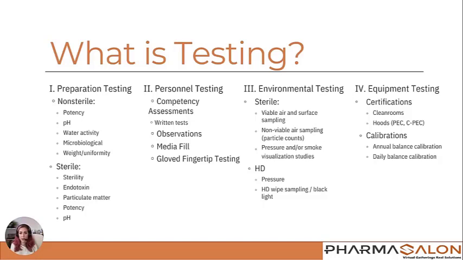And last up, we have our equipment testing. A big one here is going to be clean room certification. Also, the certification of your primary engineering controls, so all of your powder containment hoods. And then your calibration. You probably have annual balance calibration in addition to daily calibration. You might also have some other instruments that need calibration, just depending on how you have things set up in your pharmacy.